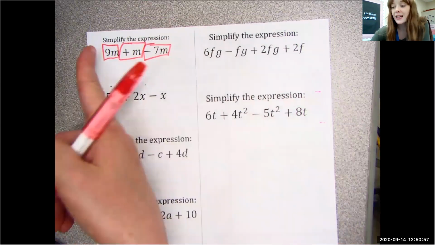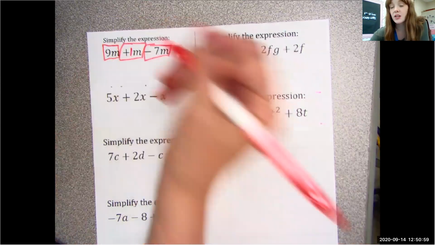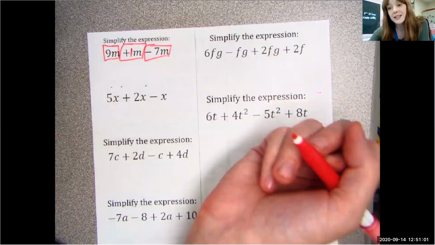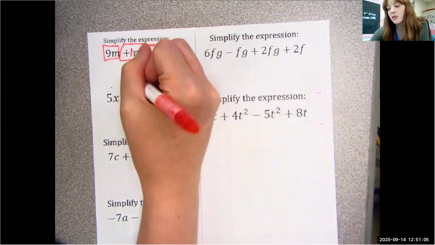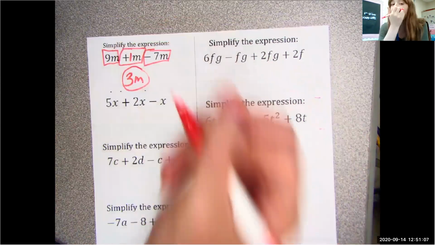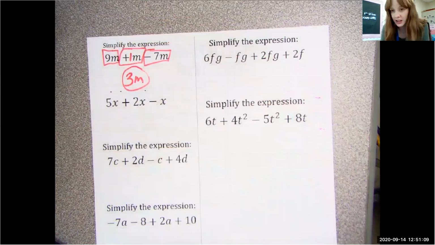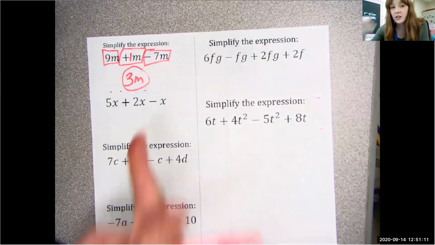So this is 9m plus, there's that imaginary 1, which gives me 10m, and then 10m minus 7m is 3m. So it's just like adding and subtracting. Once you get there, just knowing what's the like terms.